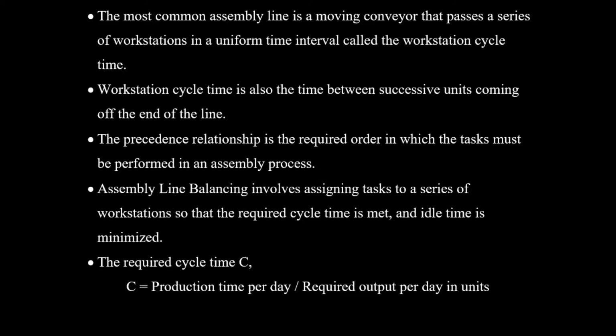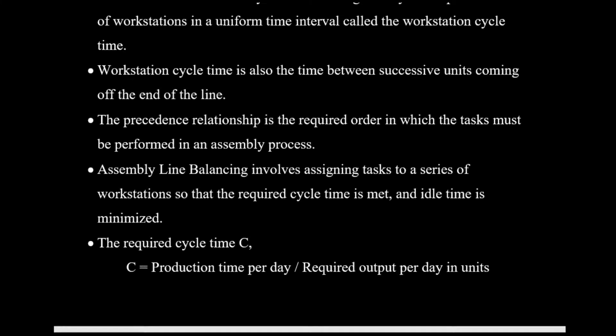Assembly line balancing involves assigning tasks to a series of workstations so that the required cycle time is met and the idle time is minimized. So which station will do which job, and in one particular workstation how many different jobs will be done. The whole decision making is called assembly line balancing.